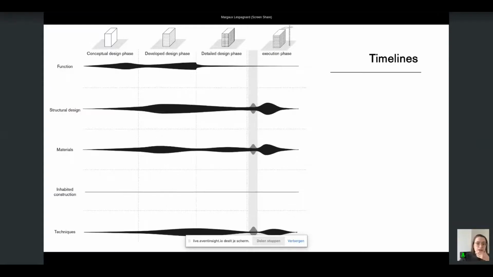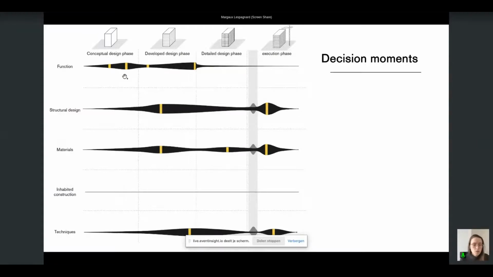Then each aspect gets its own timeline, and the timelines become thicker depending on how much research or work the architects put into that aspect in that moment in time. So, for example, in the conceptual design phase, at one moment, there was a lot of research put into the function.